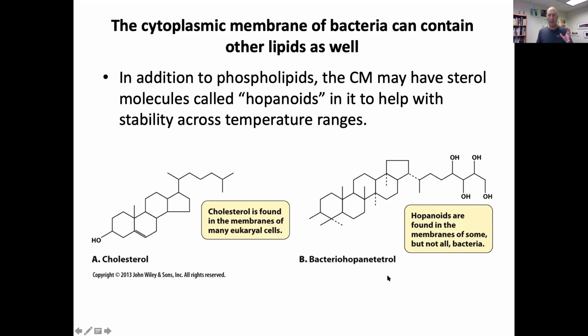The point is that bacteria, like many eukaryote organisms, often tune the composition of their membranes so that it has the stability or the fluidity that it wants for whatever environment it happens to find itself in. Okay.